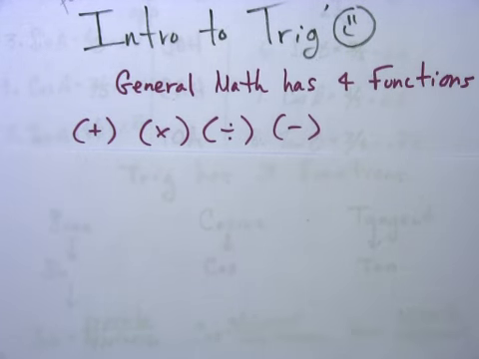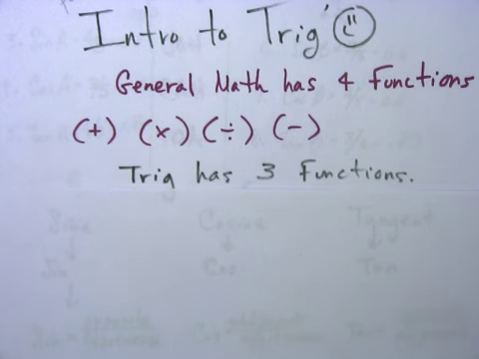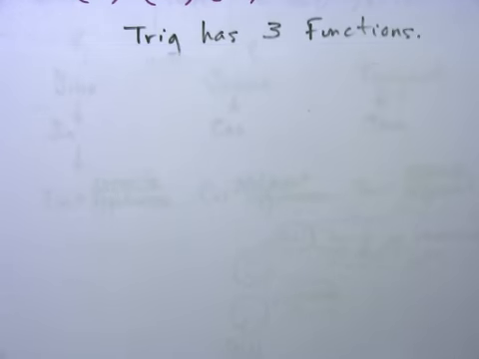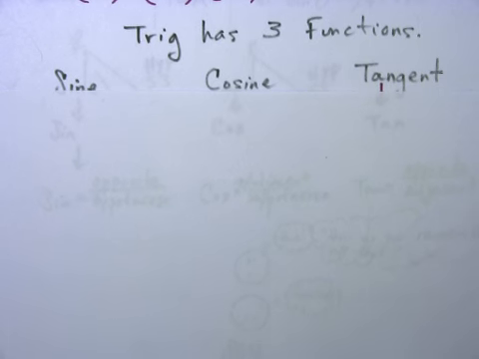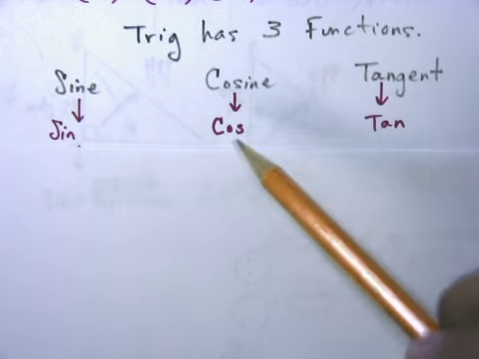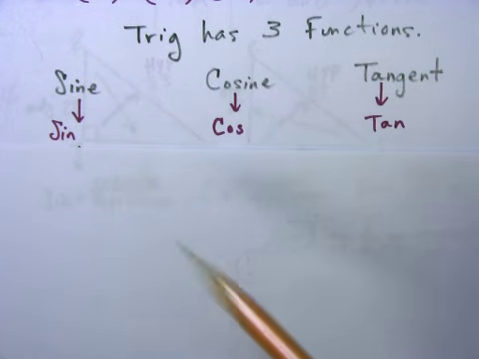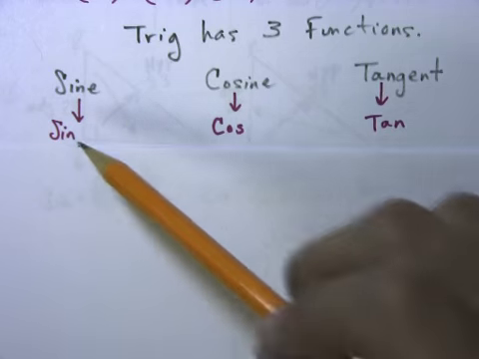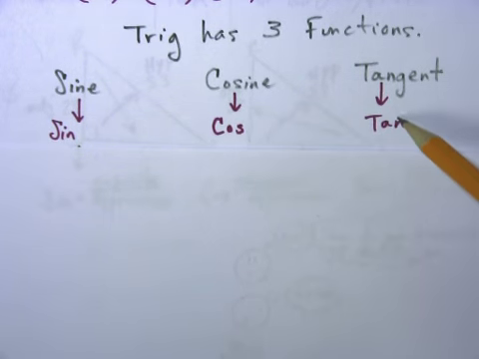So what are those three functions for trig? Well, those three trig functions are the sine function, the cosine function, and the tangent function. And instead of having to write out these words all the time, we like to abbreviate them in trig. The abbreviations are as follows: SIN, COS, and TAN. When we see those, they represent the sine function, the cosine function, and the tangent function.